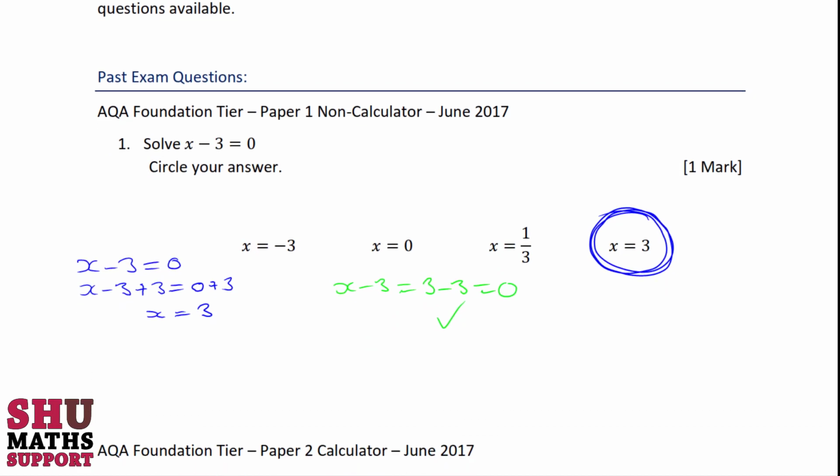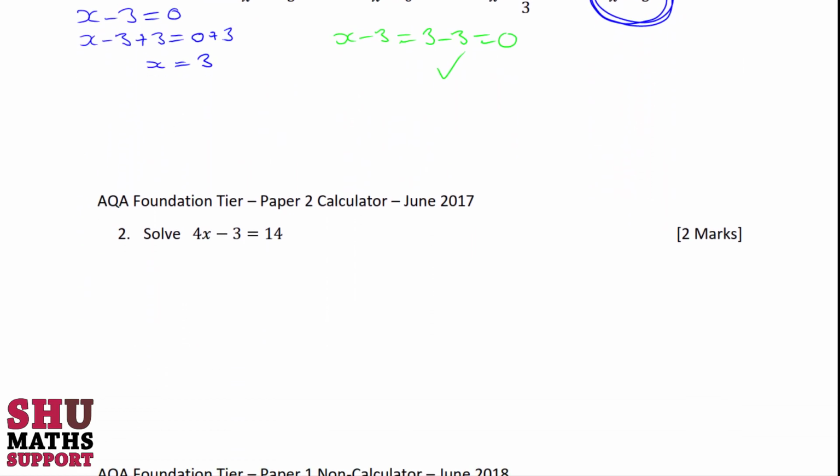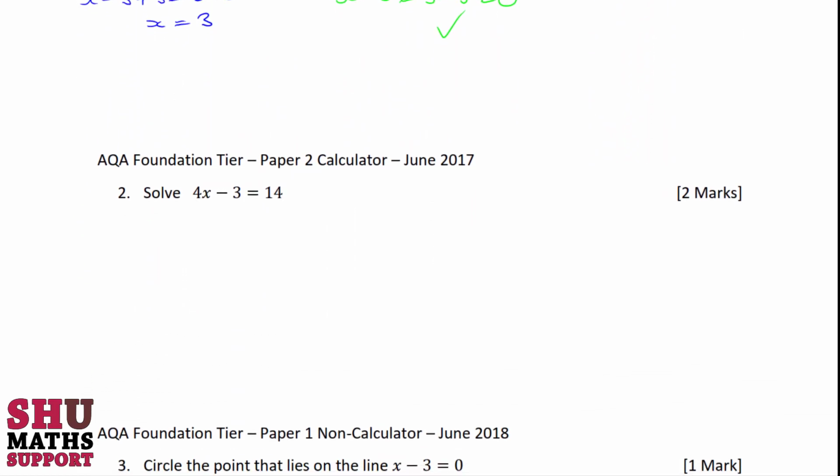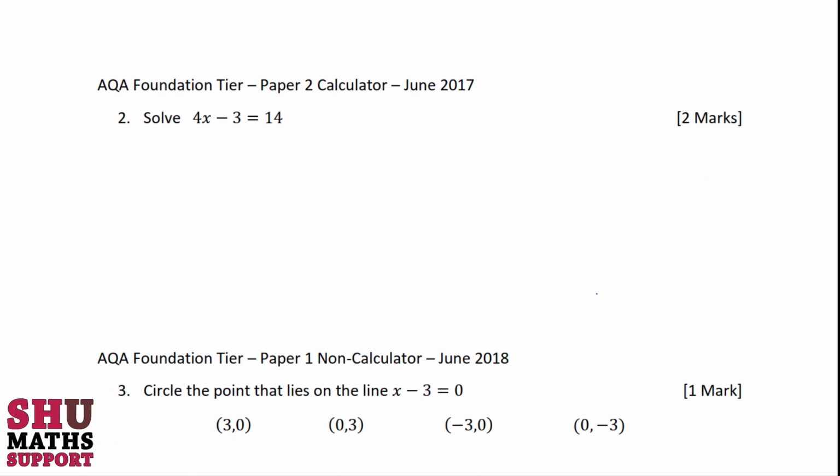Now the next question asks us to solve 4x minus 3 is equal to 14, so these are very similar to the ones we've done above. In this case it's 2 marks. We do have to actually prove how we got there. So if we do it step by step like we usually do, we want to simplify both sides of the equation if we can, but in this case we don't need to.